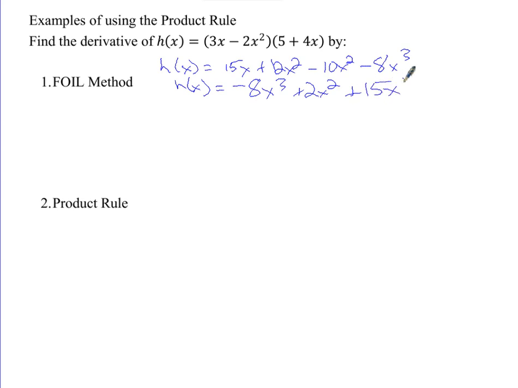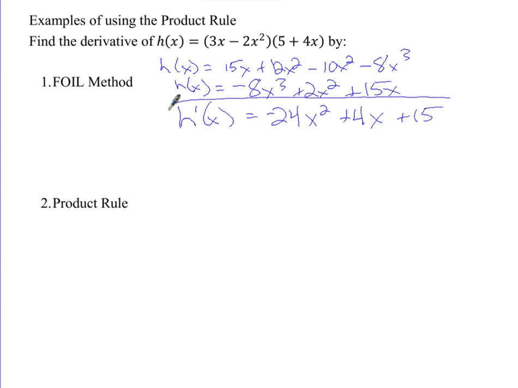Okay, so now it's FOILed out, and now we can take the derivative using what we've already done, the FOIL method. So just take the derivative of this polynomial. It's h prime of x equals what? Negative 24x squared plus 4x plus 15. So that would be our answer if we just FOILed it out to begin with. So that better be our answer for the product rule. What was the product rule? Do you have it memorized yet? F prime g plus g prime f. Very easy to remember if you're remembering the f's and g's.